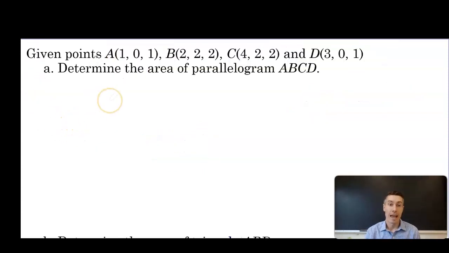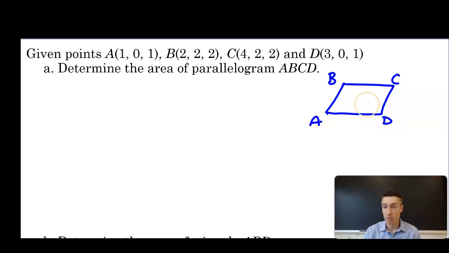So given points A being (1, 0, 1), B (2, 2, 2), C (4, 2, 2), and D (3, 0, 1), determine the area of the parallelogram ABCD. Just a reminder as far as labeling a parallelogram, if we start at A here, A, B, C, D, we work either counterclockwise or clockwise around the parallelogram. Okay, so we need two vectors. So let's define vectors AB and AD.